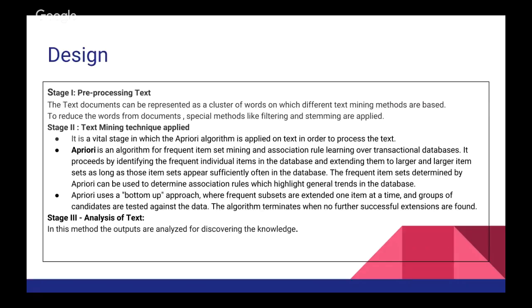The frequent item sets determined by Apriori can be used to determine association rules which highlight general trends in the database. Apriori uses a bottom-up approach where frequent subsets are extended one item at a time. The groups of candidates are tested against the data. The algorithm terminates when no further successful extensions are found. Stage 3, analysis of text. In this method, the outputs are analyzed for discovering the knowledge.